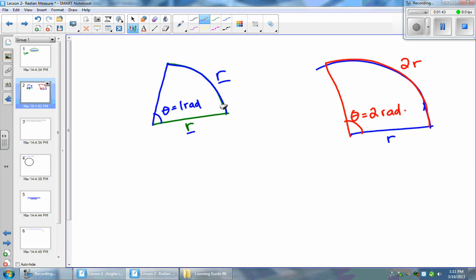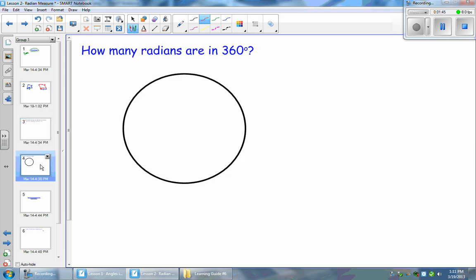Let's take a look at my next slide here. It says, how many radians are in 360 degrees? So here's my circle, here's the center, and here is my r value. You know 360 is 1 full rotation. So my arc length is created by going 360 around this circle, so I end up at the same starting point. Now what is that arc length equal to? Well, that's equal to the circumference of the circle.